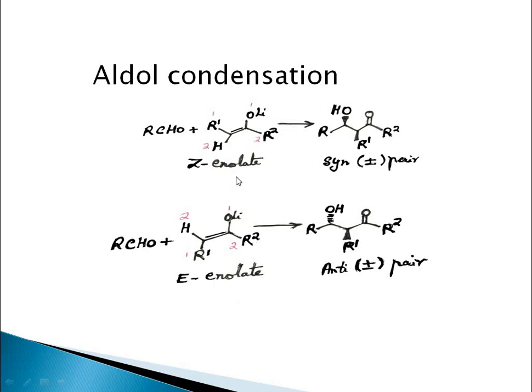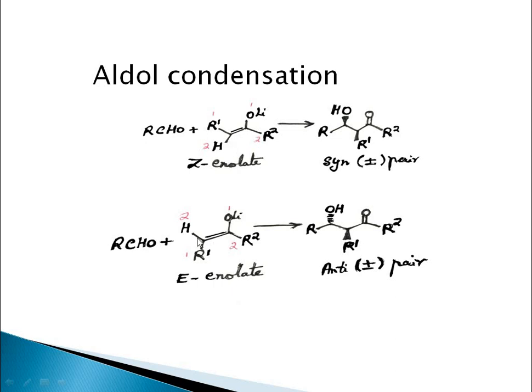Z will form a syn aldol, and this will form anti, because a new chiral center has been generated, as we can see here, COH, COH. So now these two groups are anti to one another. Prior to this, this was not chiral, nor was there any chirality over here, because this is RCH2.